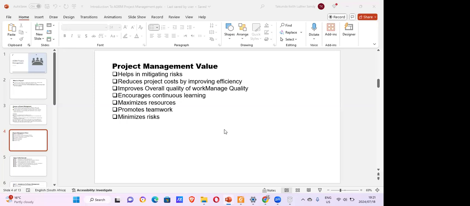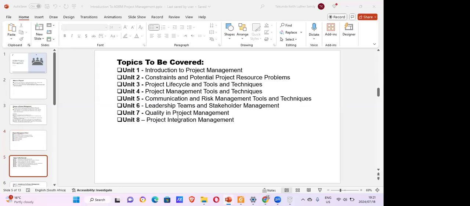So it improves the overall quality of work, all right? If you do project management, the quality of your products or the quality of your services at the end of the day will improve. It encourages continuous learning. So you always continue to learn. The things that you learn as you do a certain project, you will use in another project that you do, because now you'll be having experience. Okay, it helps you to maximize the resources, it promotes teamwork, and it minimizes risks again. So that one is just a repetition of what was there, so it's fine. So these are the values that you get when you use project management.